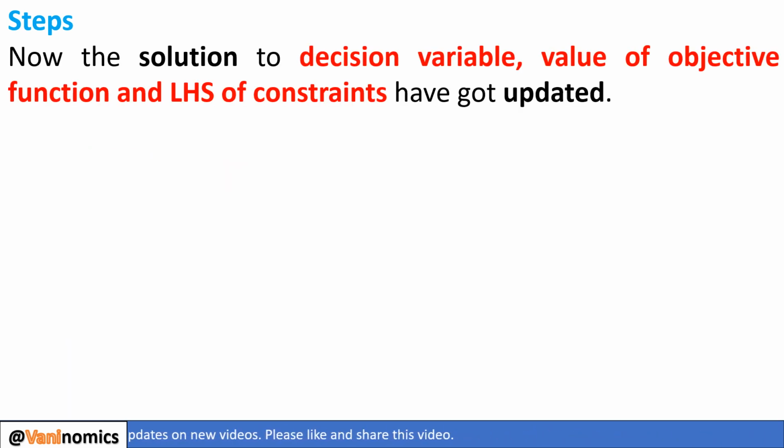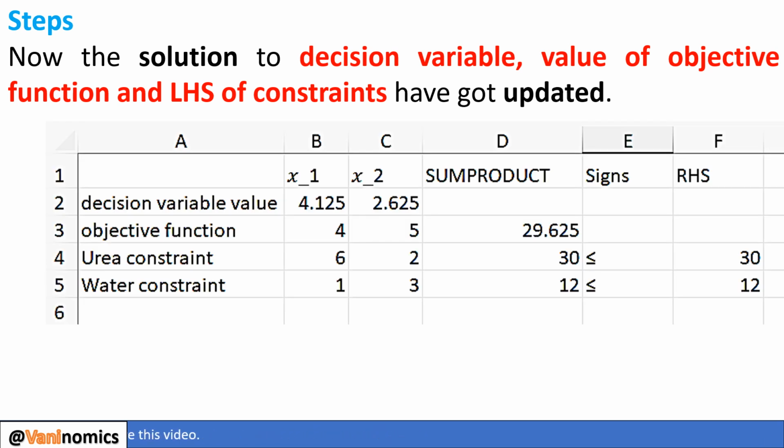Now once you do this, you get the updated values of decision variable, value of objective function, and LHS of the constraint. Value of x1 is 4.125, value of x2 is 2.625. Remember earlier we didn't put any value, we just left it blank. Value of objective function was earlier 0, which is now 29.625. And you can see urea and water constraint are satisfied. As you can see, LHS and RHS are equal.